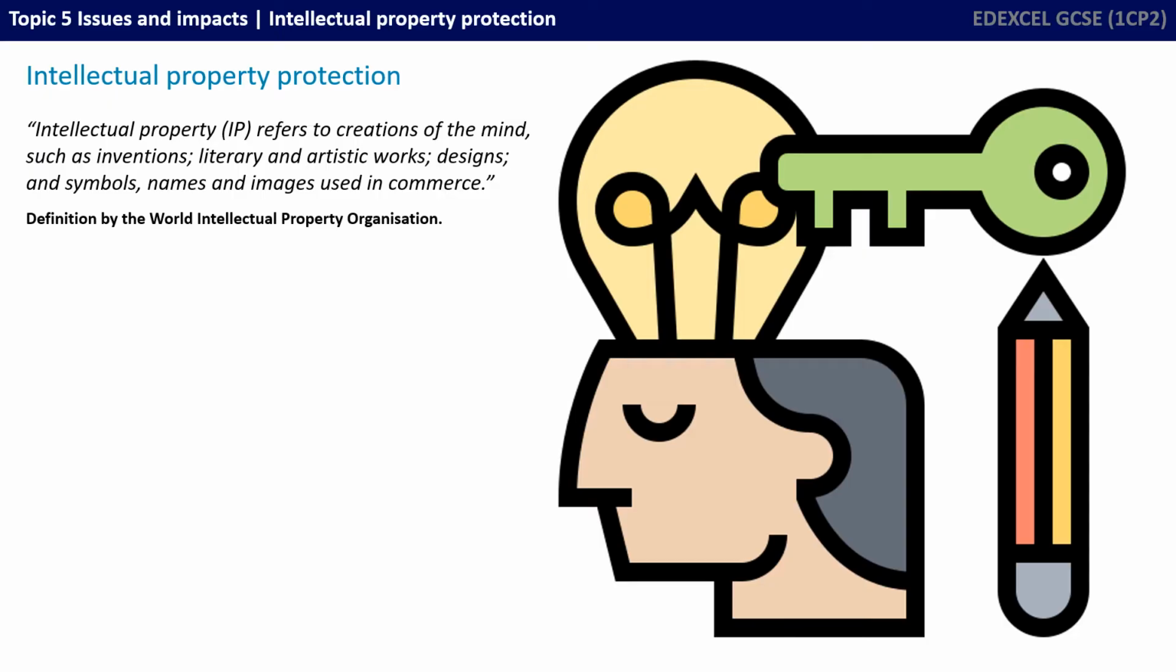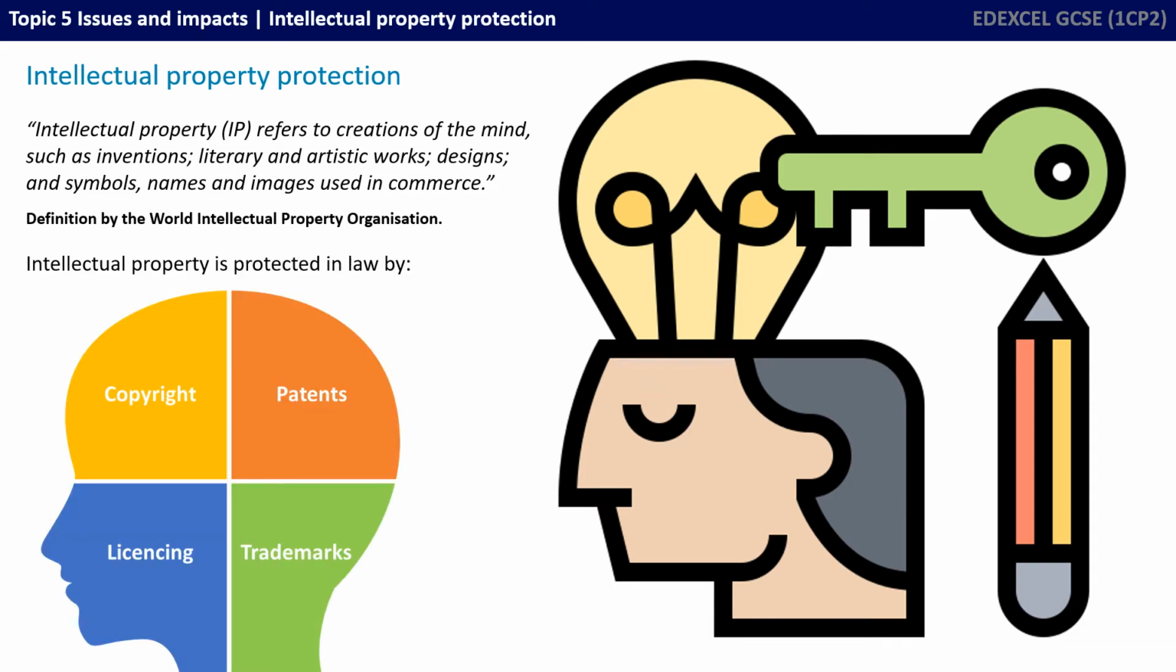Intellectual property refers to creations of the mind, such as inventions, literary and artistic works, designs and symbols, names and images used in commerce. Intellectual property itself is backed up and protected in law by a number of different mechanisms, and 4 of them you have to be aware of for the exam, and they're the concepts of copyright, patents, trademarks and licensing. Let's have a look at those in a bit more detail now.